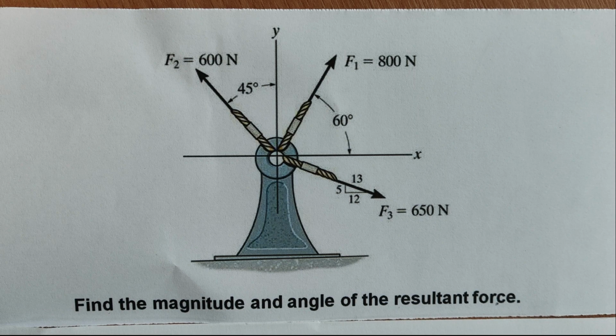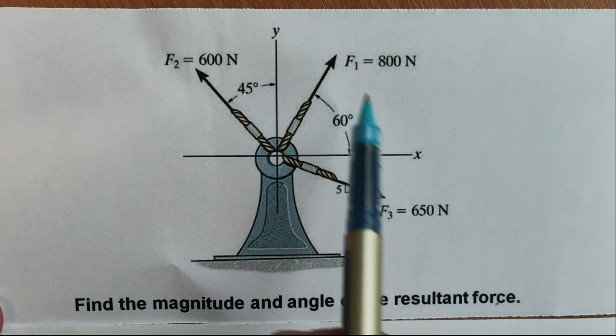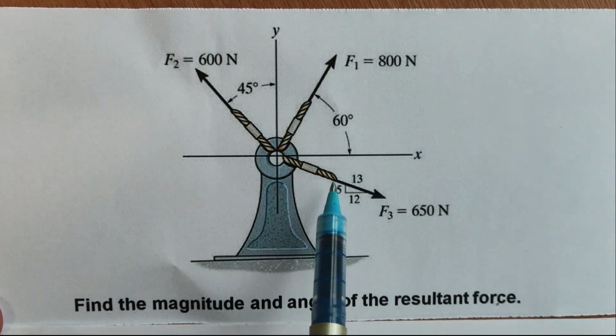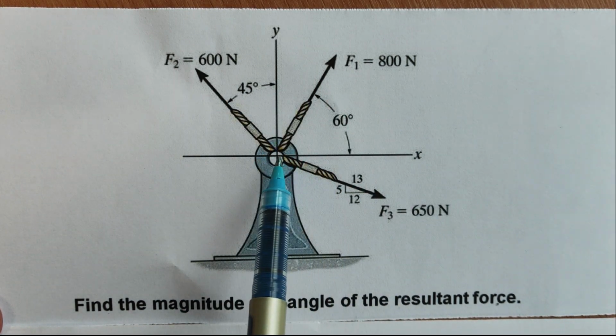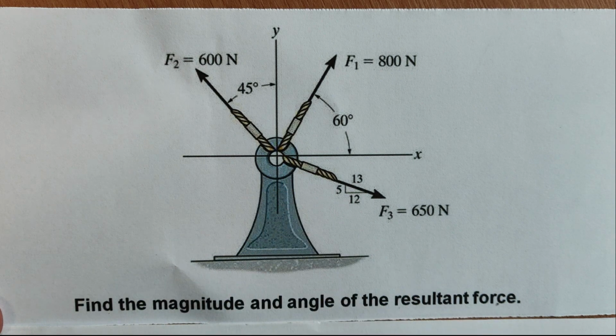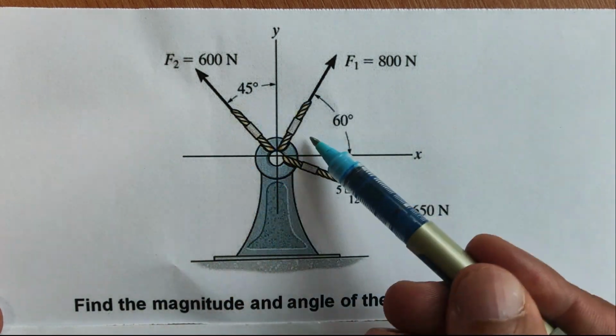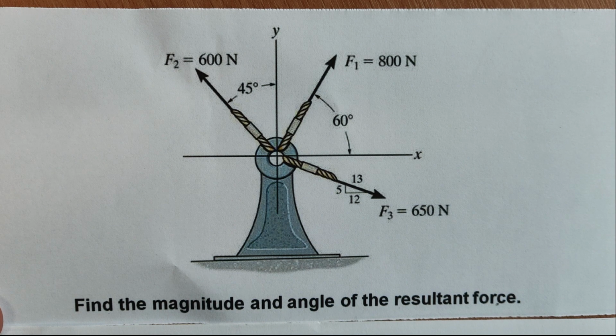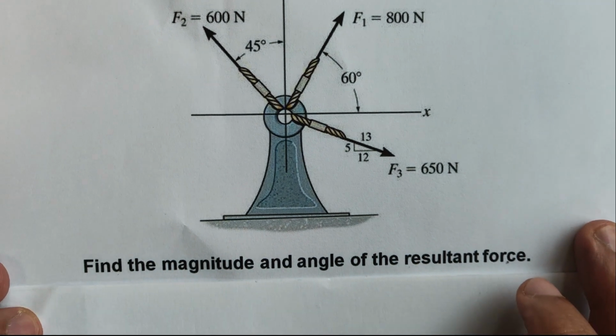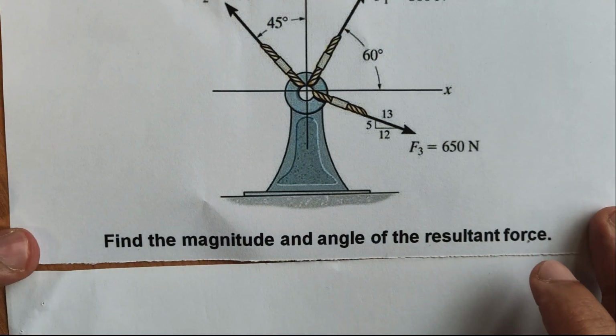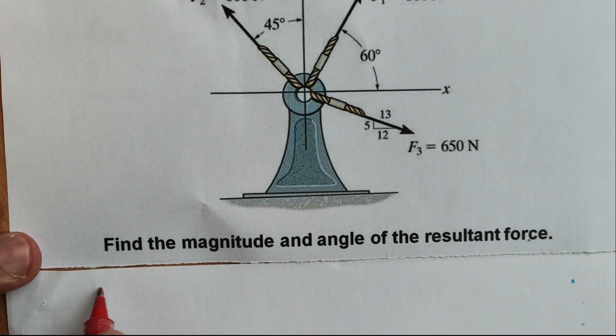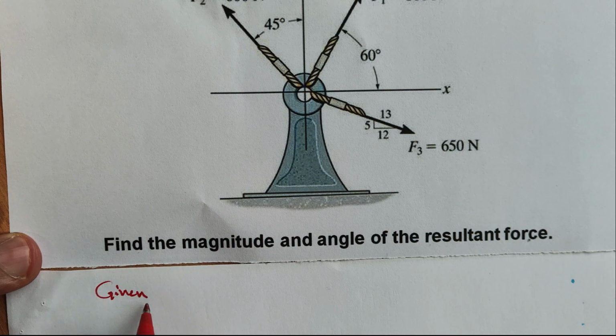The question here is asking us to find the magnitude and angle of the resultant force. Again, looking at these questions, look at all of the information being given: three different forces acting on the same point. Therefore, we are going to interpret all of this information mathematically. The first thing you should do is write down all of this information. What's given to you in the question?